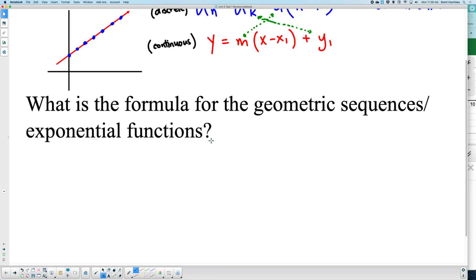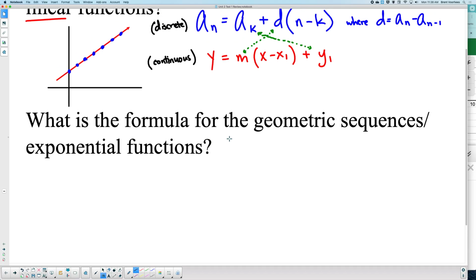Okay, finally, let's go to geometric. So in geometric, our formula was g sub n equals, do you remember, without me telling you? Okay, a_k times r to the power of n minus k, where r, instead of having a common difference, we have a common ratio. It's where you take any term and you divide by the one that came before it.